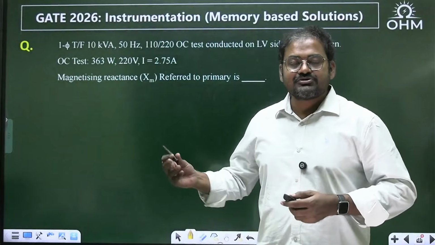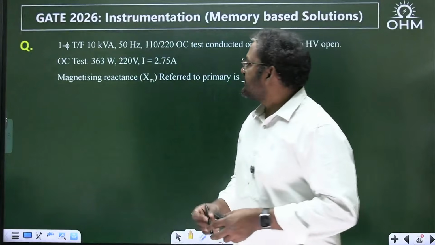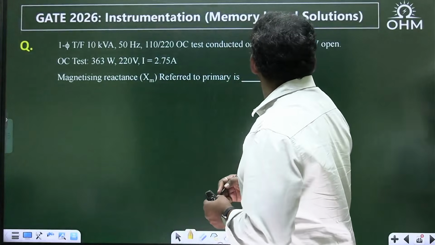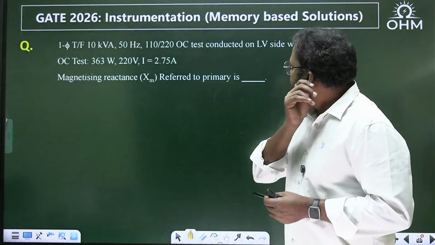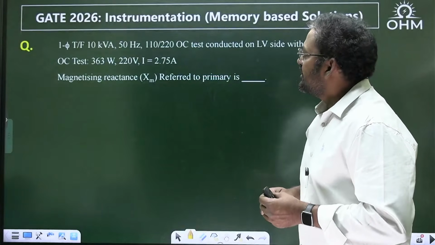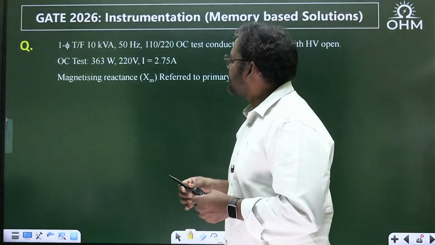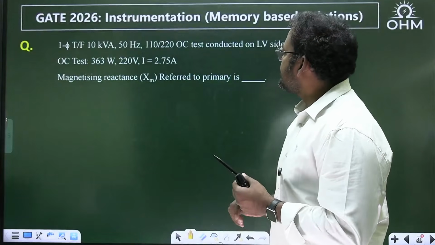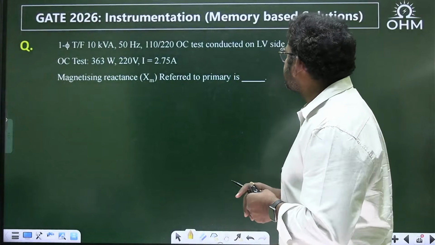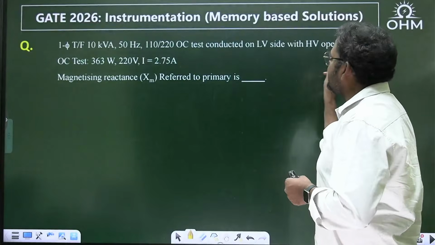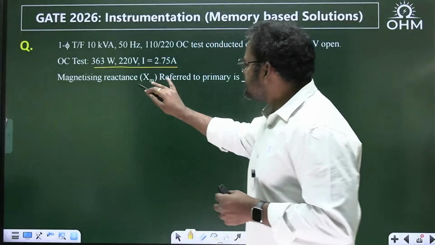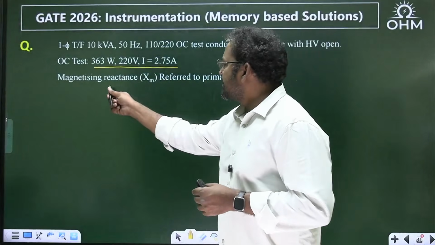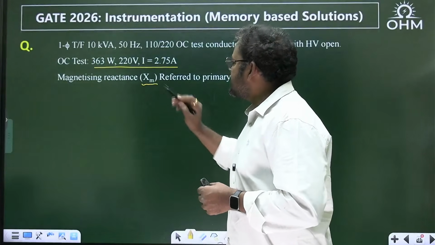Yes, we have a few questions from the electrical machines subject. It was a simple question. I don't know exactly whether it is 1 mark or 2 marks, but I am expecting it to be 2 marks for an instrumentation level. A single phase transformer, 10 kVA, 50 Hz, 110 by 220 volt, OC test conducted on LV side with HV side open circuited. The OC test details are given. Based on the OC test details, we are asked to calculate the magnetizing reactance, right?